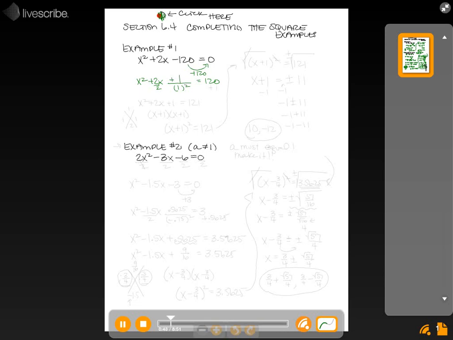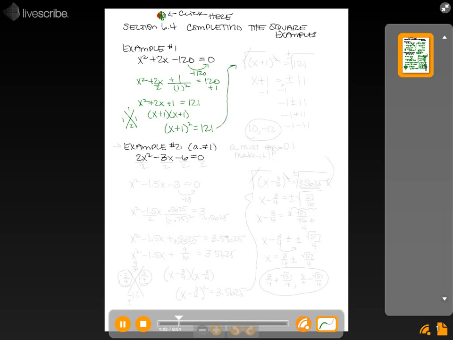So 1, add 1 to the left. That means we have to add 1 to the right. Now I have x squared plus 2x plus 1 equals 120 plus 1 is 121. We're going to factor back to the left, 1 on top, 2 on the bottom, two numbers that multiply to 1 but add to 2. Those are 1 and 1. Use our shortcut, x plus 1, which is really x plus 1 squared, and that equals 121.